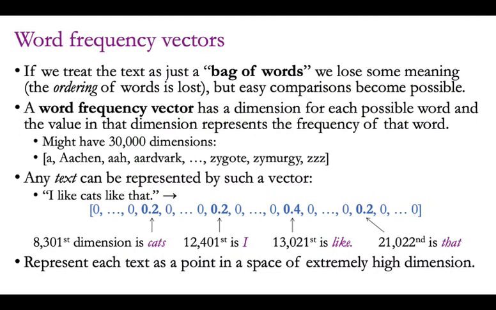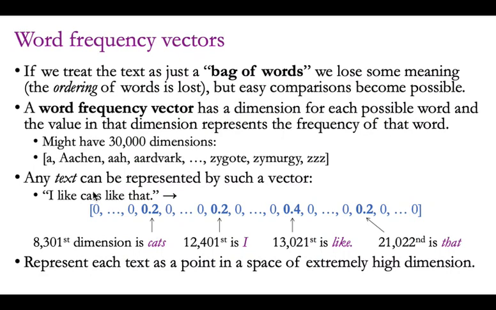Specifically, we can use a word frequency vector to represent a bag of words. A word frequency vector is a vector that has a lot of dimensions, one dimension for every possible word. Let's say your dictionary has all these words, like a, aardvark, all the way to zygote, zymurgy, and zzz. There are 30,000 of those, let's say, or maybe 100,000. Then you can translate a text into a vector like that by indicating a number in each dimension corresponding to the frequency of that word.